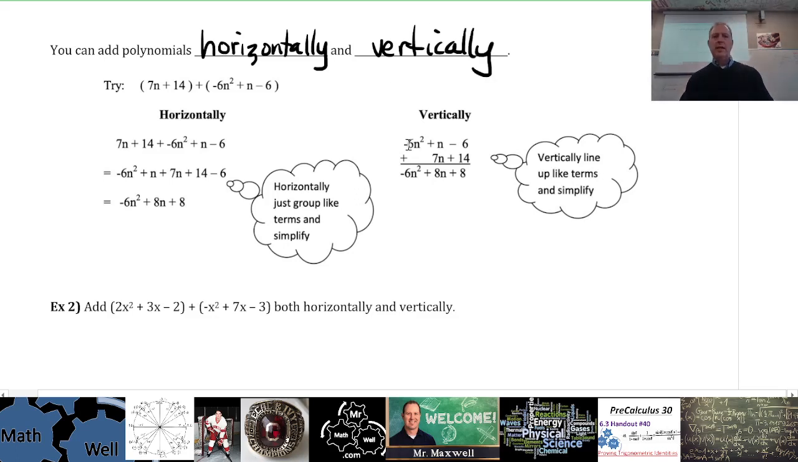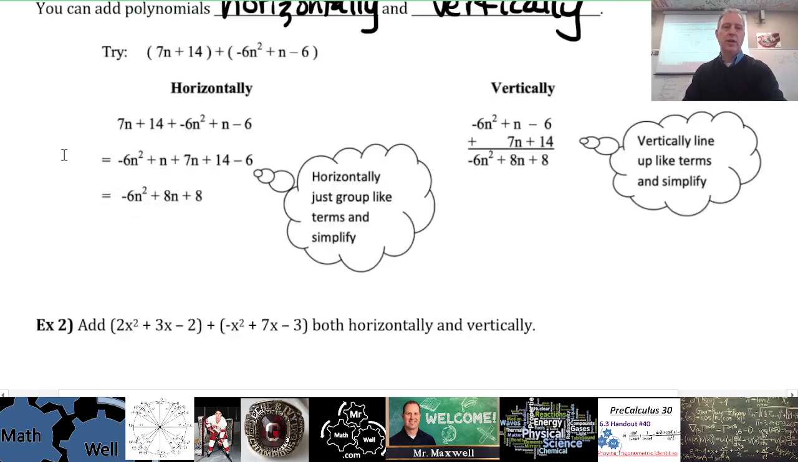So horizontally is just the same as we've been doing. You remove brackets, you gather like terms, you combine the coefficients of the like terms. And I won't need to go through this at all, really. I don't think. We just did this. Here's another example of that.